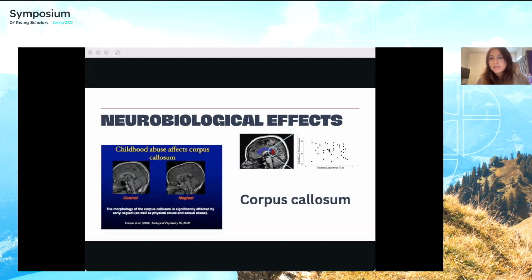And then there is a scatter plot indicating childhood maltreatment correlated with the corpus callosum.